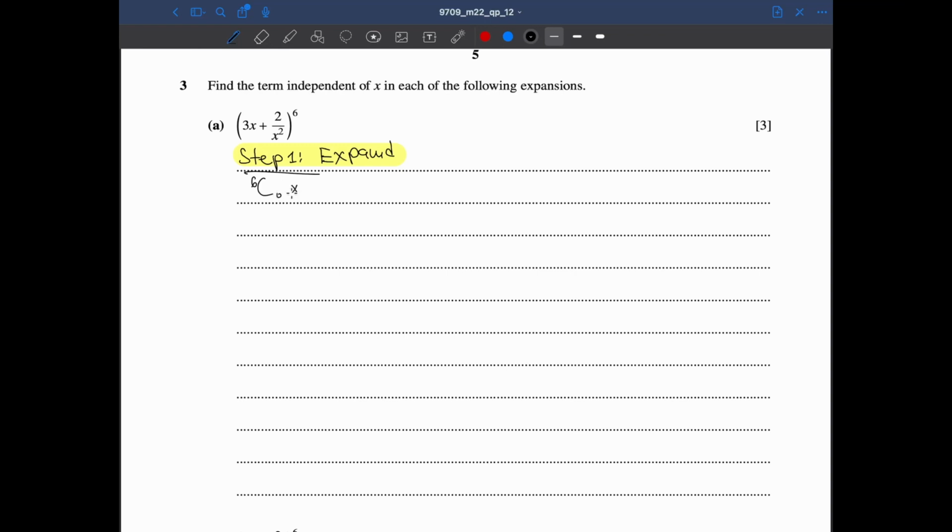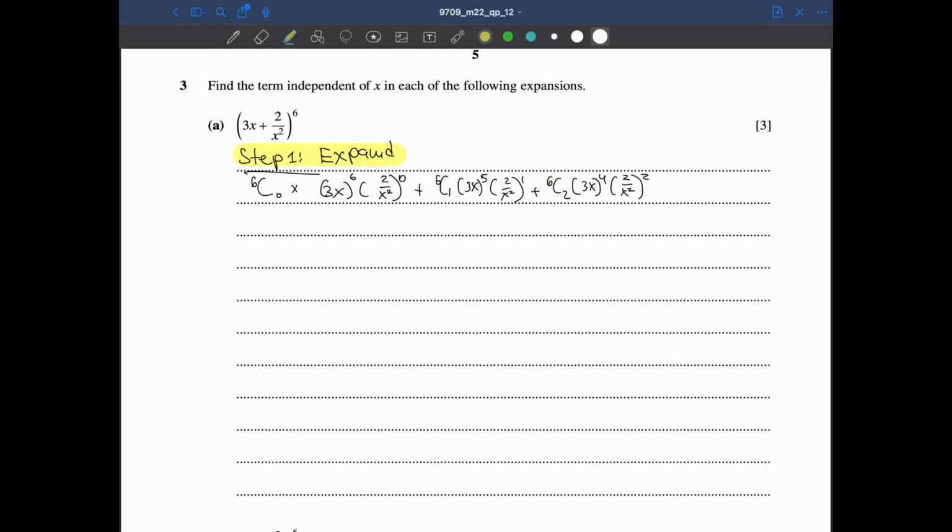So we have 6c0 multiplied by 3x to the power 6 multiplied by 2 over x squared to the power 0. Then we have 6c1 multiplied by 3x to the power 5 multiplied by 2 over x squared to the power 1. Then we have 6c2 multiplied by 3x to the power 4 multiplied by 2 over x squared to the power 2. All right, we achieved our first independent term here.